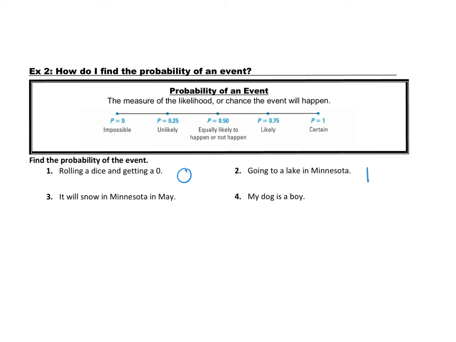Number 3. It will snow in Minnesota in May. Well, it's not impossible that it would snow in May, but it has happened. So for the likelihood, I'd probably go somewhere right here at that 0.25. So it's unlikely, but it could happen. And number 4, my dog is a boy. Well, you have the equal chance that your dog is going to be a boy as a girl. So that would be here. It's equally as much of a chance that the dog is going to be a boy as it is going to be a girl.